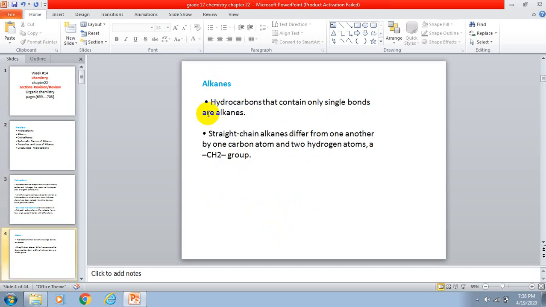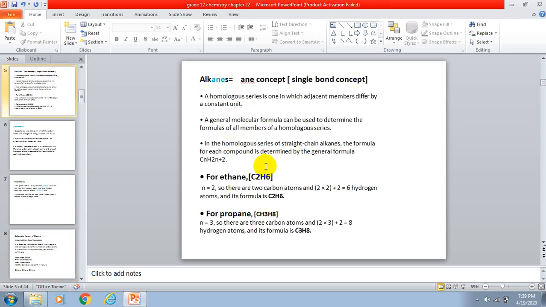Then alkanes come, as I told you: the "ane" in alkane, "ene" in alkene, and "yne" in alkyne. The first branch is the alkane. The hydrocarbons that contain only single covalent bonds are known as what? Alkanes. Okay, single covalent bonds like this. Alkanes, look at the "ane" concept, the single bond concept.